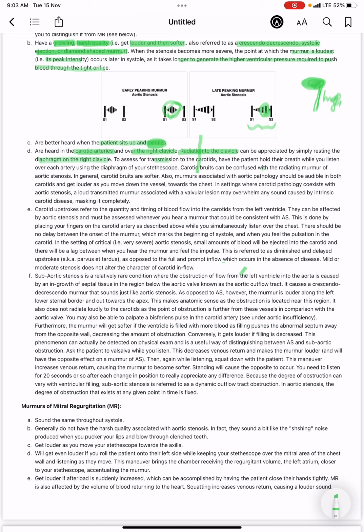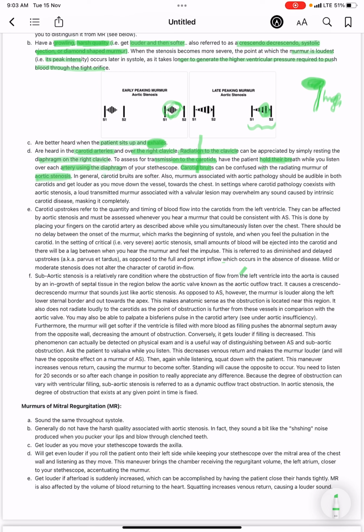To assess for transmission to the carotids, have the patient hold their breath while you listen over each artery using the diaphragm of your stethoscope. Carotid bruits can be confused with the radiating murmur of aortic stenosis, since that murmur also radiates to the carotid.